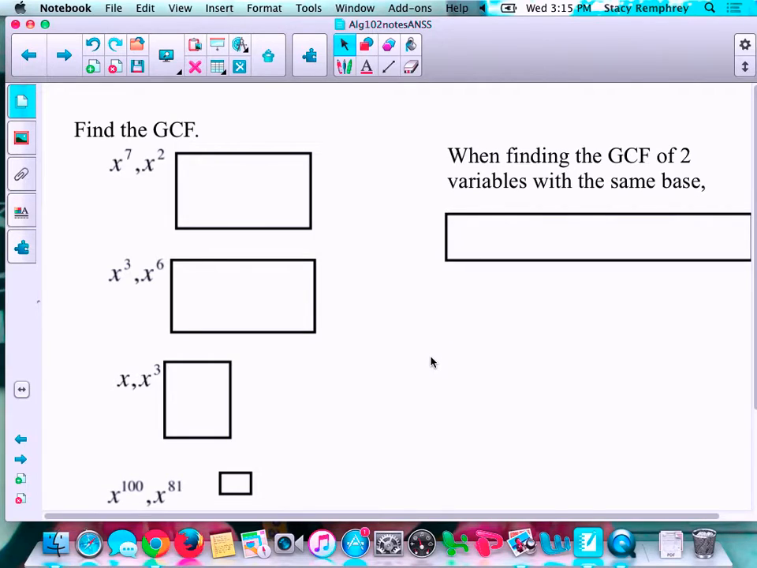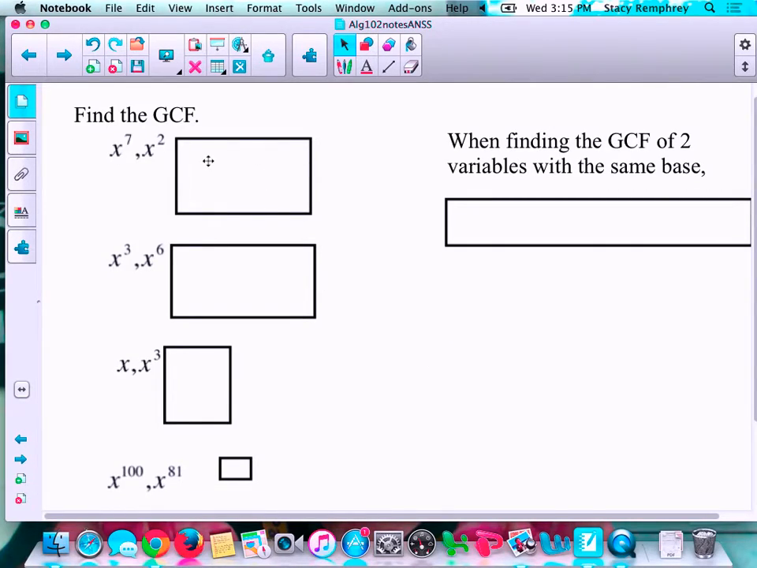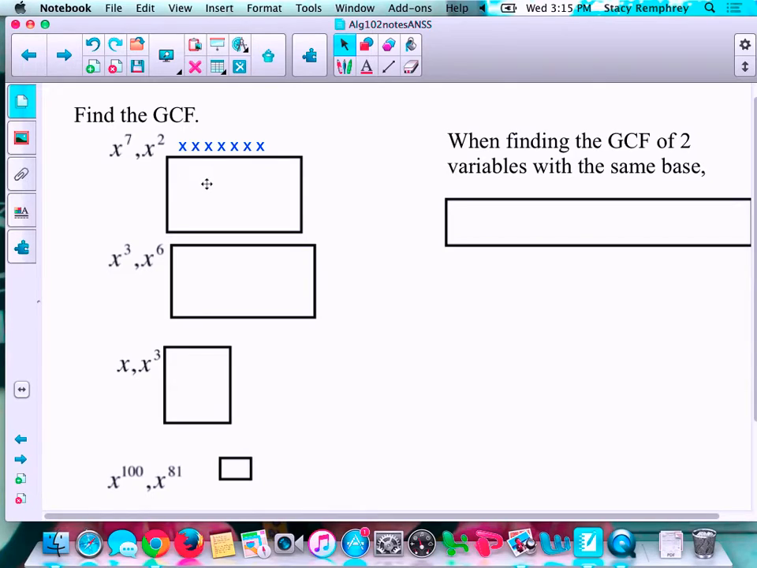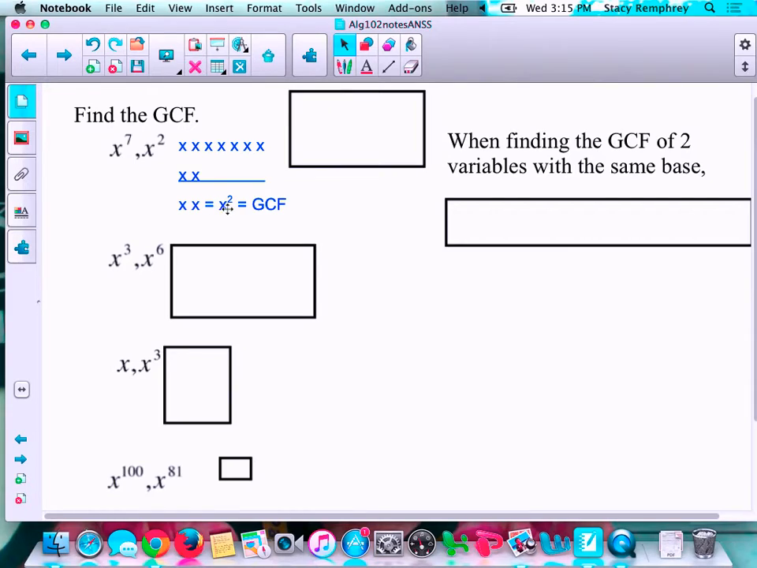Now we're going to follow that same logic with x's. So again, prime factors of x to the 7th. Well, that's easy, 7 x's in a row. Prime factors of x squared, 2 x's. And what do they have in common? 2 x's, which gives me x squared. X times x is x squared. We just covered that in chapter 9. So the greatest common factor of these two is x squared.